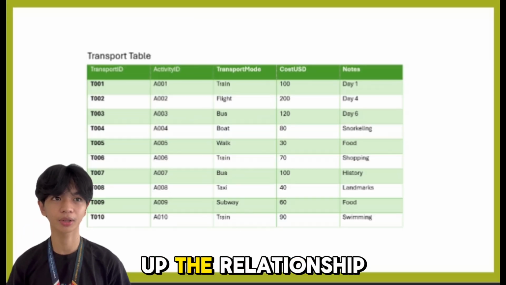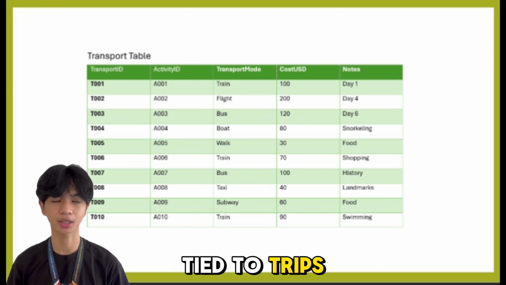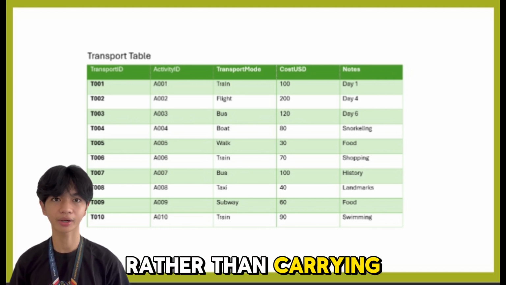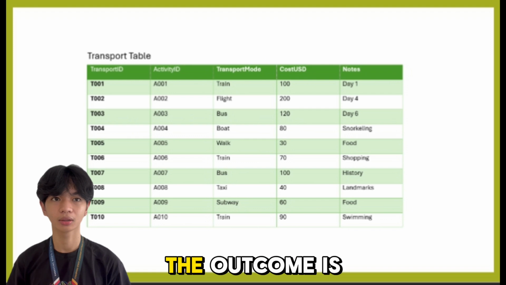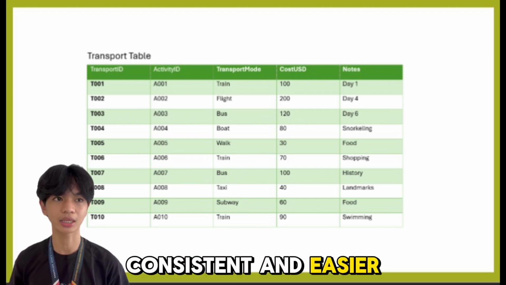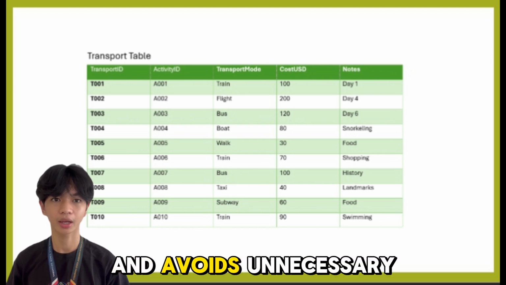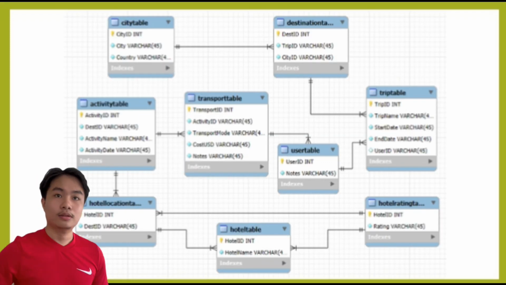We also cleaned up the relationships so that activities and transport were directly tied to trips and destinations. Rather than carrying repeated details, the outcome is that our 3NF structure is much cleaner, consistent, and easier to maintain. Each table now serves a single purpose and avoids unnecessary duplication.